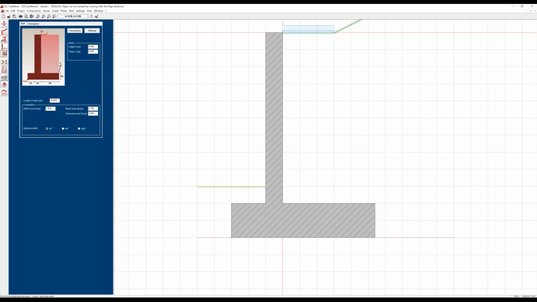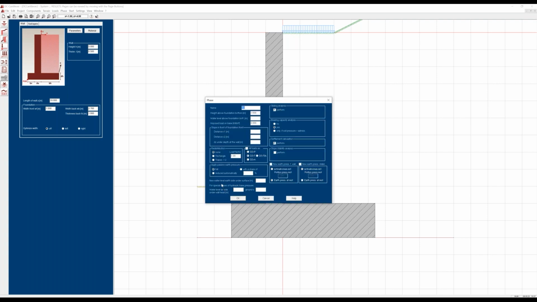And then we have the construction phases. One is predefined here, and if we enter this with double click, here there might as well be a slope in the ground. The passive earth pressure normally is not activated fully, so we can have it reduced automatically, which means that the passive earth pressure is not more than the active load. So the passive earth pressure should not move the wall against the ground.